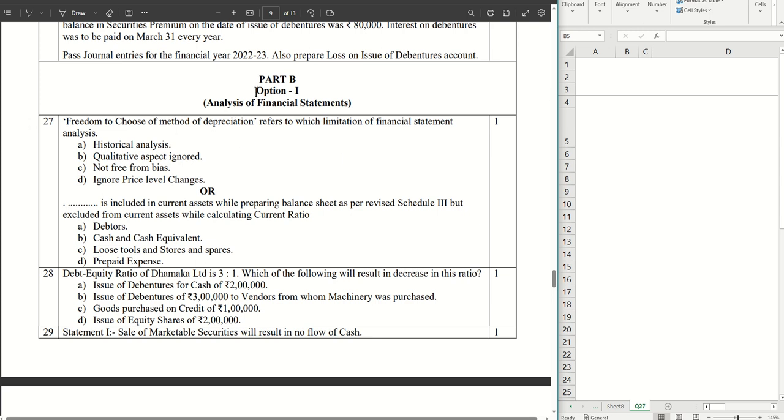In this video, we're going to solve the MCQs, the 1 mark question from part B. This is from the CBSE Sample Question Paper for Accountancy 2024.